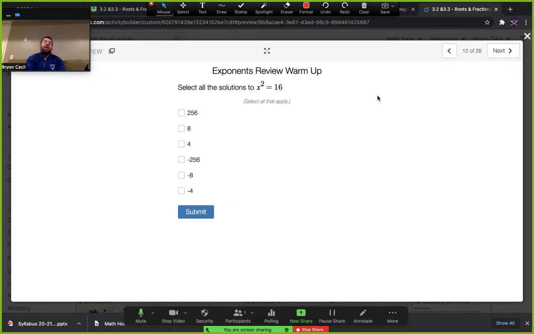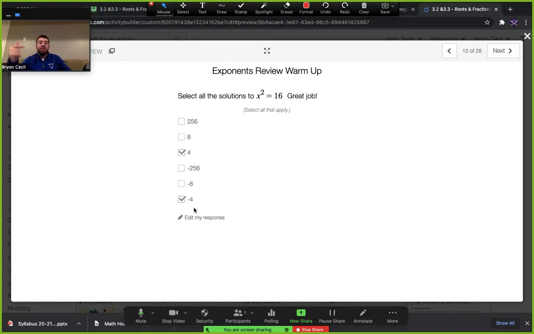Okay, warming up. X squared, guys, equals 16. So what times itself gives me 16? There are 2 answers here. That's why it says solutions. 4 and negative 4, because 4 times 4 gives me 16, and negative 4 times negative 4 gives me 16.